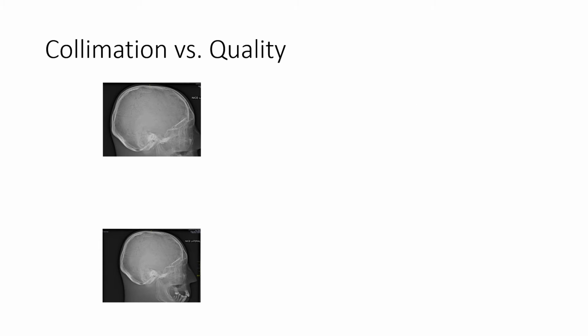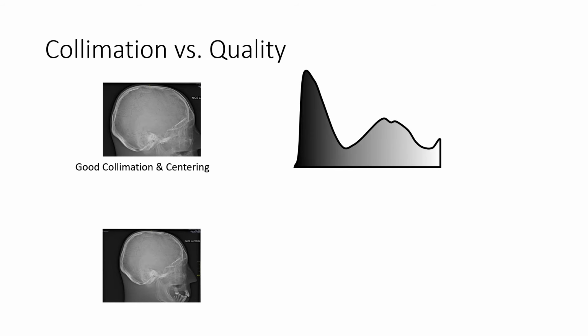Here are two lateral skull radiographs. They are identical except for one important feature. The top skull is properly centered and tightly collimated. To the right is a mock-up of this skull's histogram. The bracketed area highlights the gray pixels that represent the calvarium and its contents. I have them labeled as useful densities.